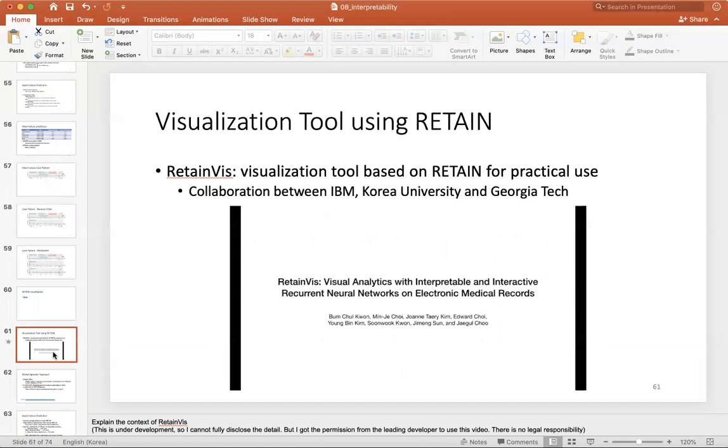Any questions so far? Any questions for today's material? I hope the RETAIN model was pretty crystal clear.